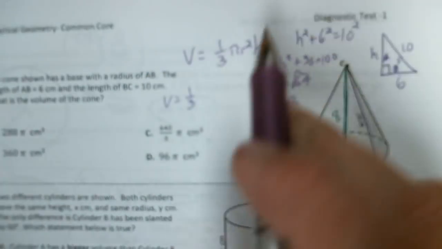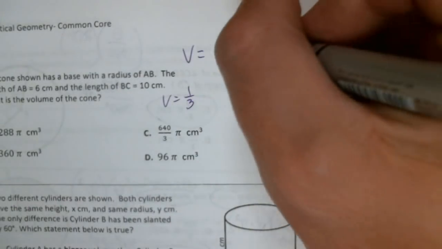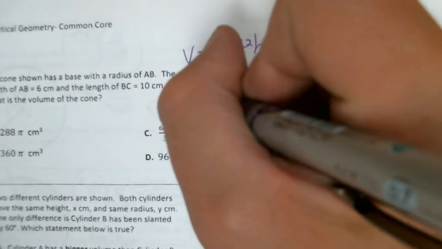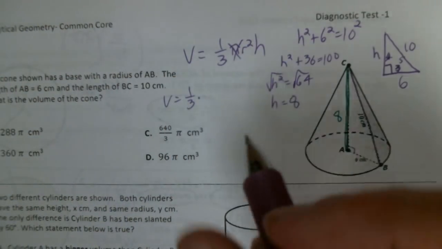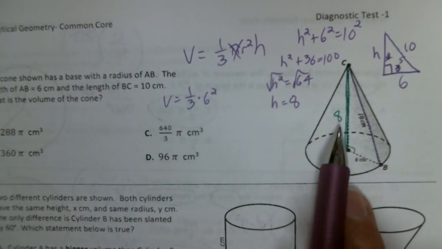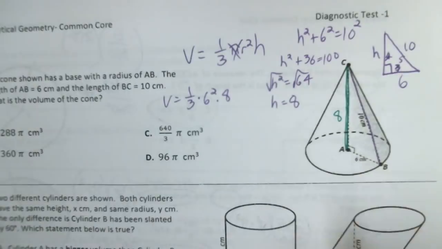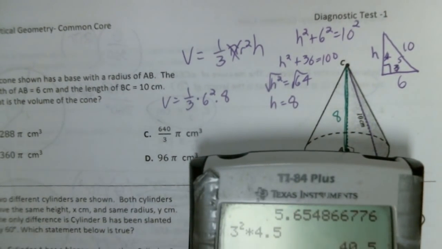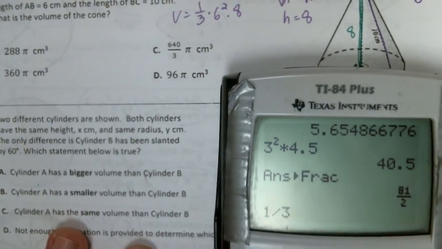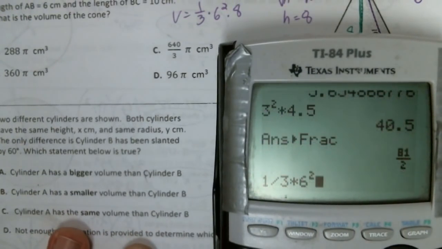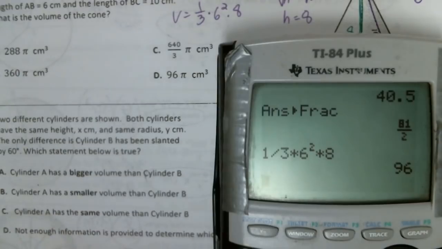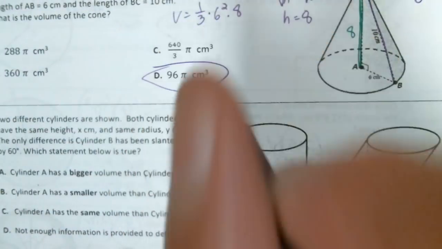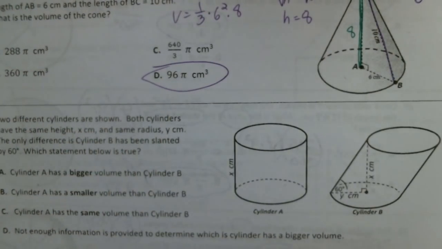Volume equals 1/3. Notice your answer's in pi, so don't type that in. Times my radius squared. My radius is 6. 6 squared times my height, which is 8. Okay. 1 divided by 3 times 6 squared times 8 gives me 96. There we go. Love it when my answer's down there.